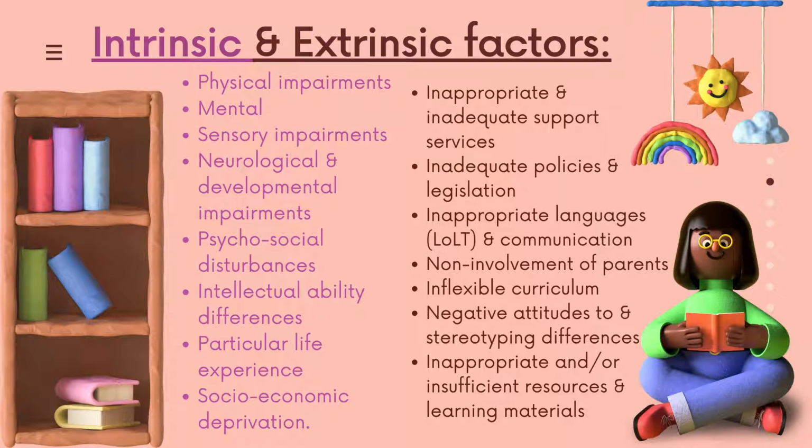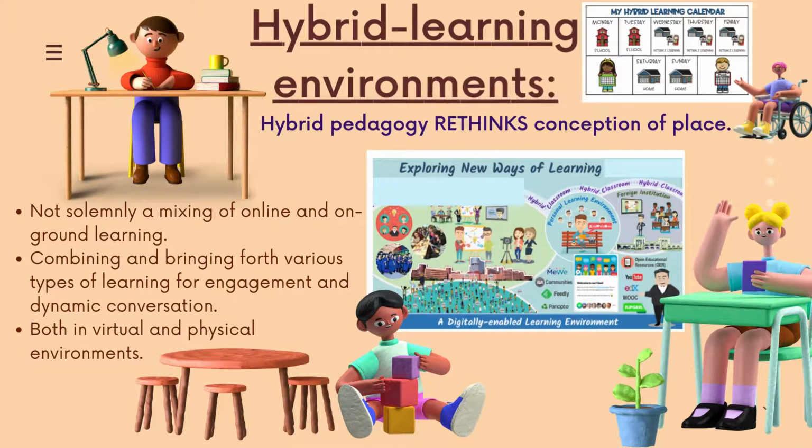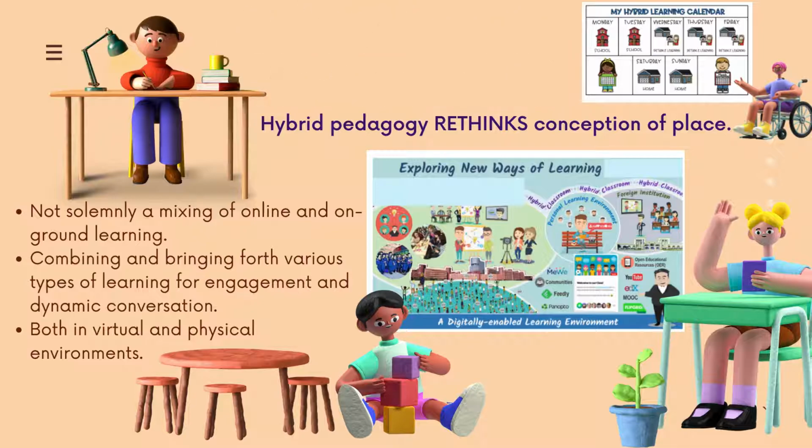Intrinsic and extrinsic factors play a role in the barriers to learning. Example, sensory impairments such as needing glasses to read, trauma experience. Extrinsic factors are outside of the individual, for instance, a safe environment or the language of learning and teaching. Hybrid pedagogy rethinks the place of conception, a combination and forthbringing of various types of learning styles and abilities of all the individual learners.